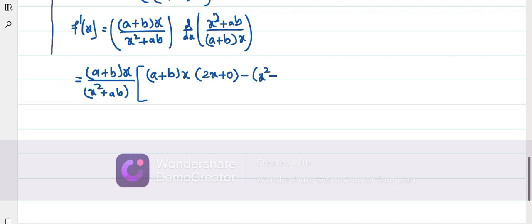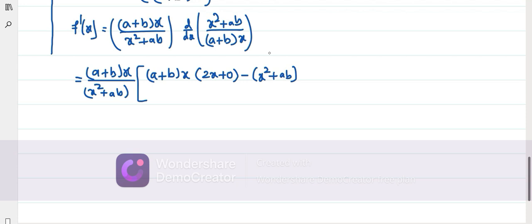What is the numerator? This is the numerator. And now I want to differentiate the denominator. What is the denominator here? We have a plus b into x. What is the differentiation of that? If I have only a constant, the differentiation of a constant is 0. But here I have a constant as well as a variable. In this situation, you have to take the constant term outside and differentiate the variable.